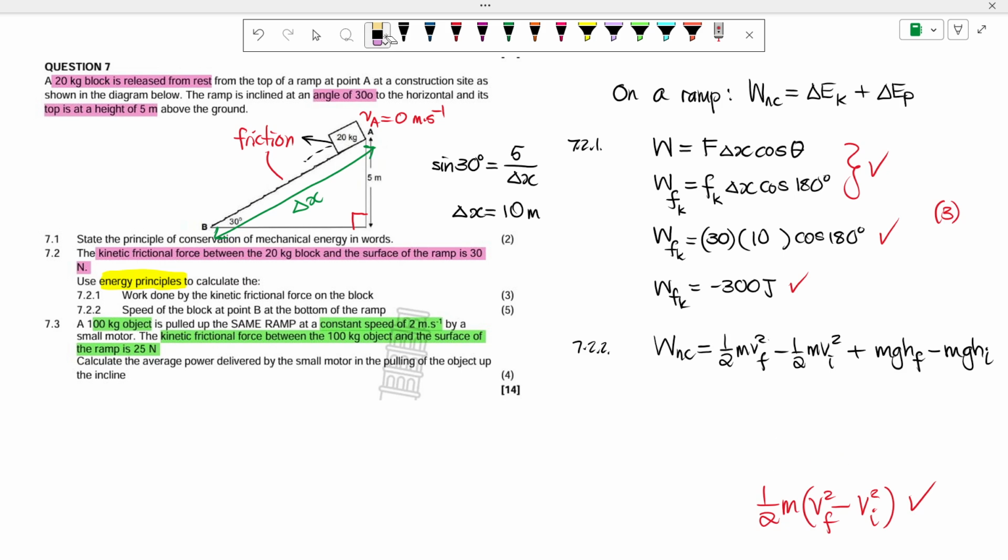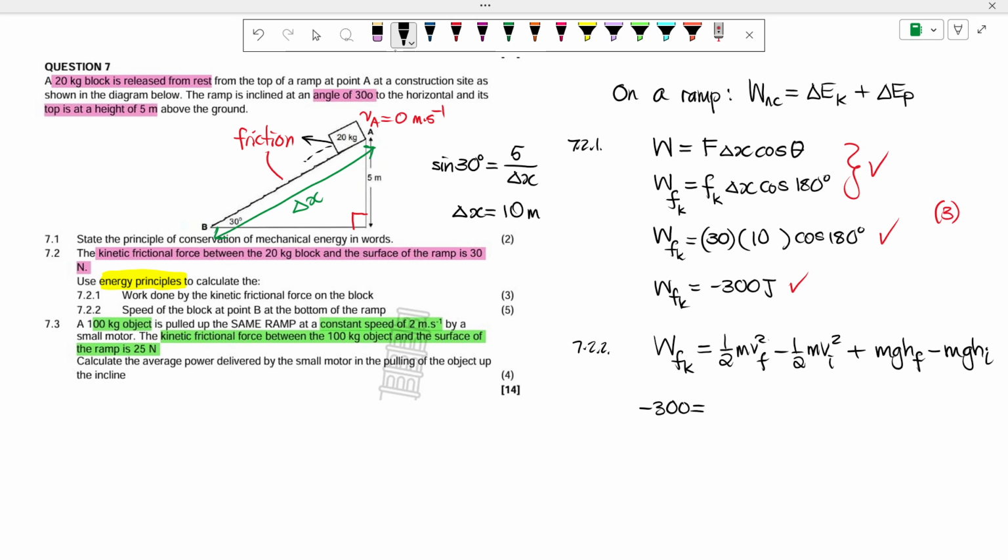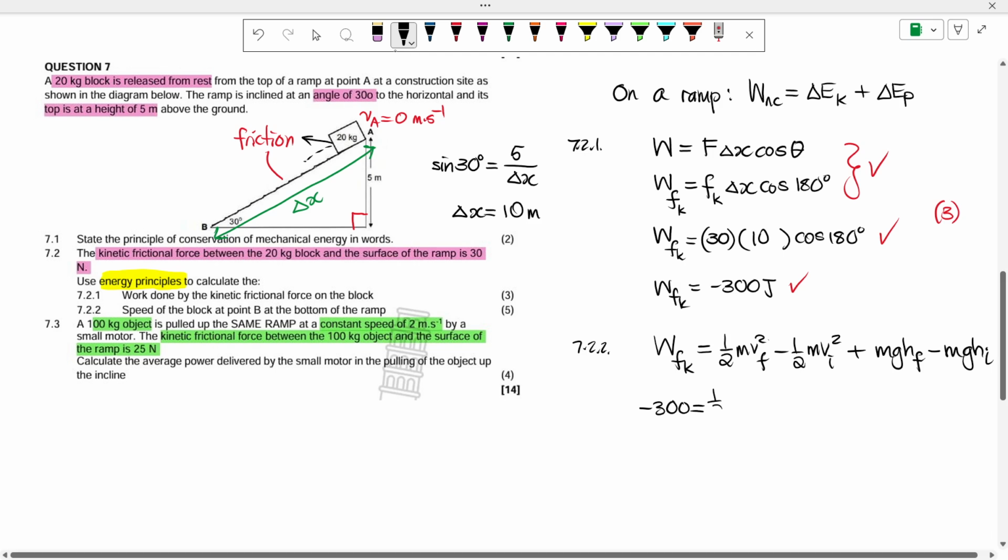So if we substitute the work done by non-conservative forces, once again, there's only friction present. So I can just change it and say work done by frictional force. And it's negative as well. So you substitute that as a negative value, negative 300 is equal to, then we'll just write zeros for the terms that are zeros. Final speed will not be 0, so I'm going to keep that 1/2.